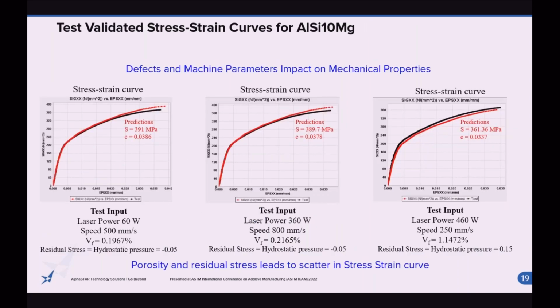Also, orientation is a consideration, but here we're looking at various power and speed settings with different void volume ratios. As you can see, with those combinations, the tool set still provides good analysis, good agreement with experimental results. And not surprisingly, both porosity and residual stress lead to scatter in the analysis and in the stress strain curve.